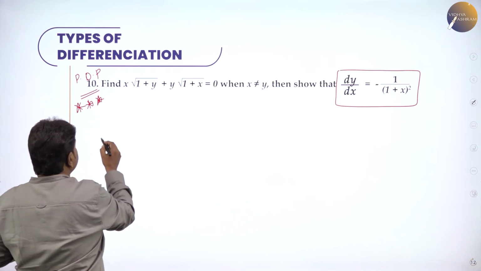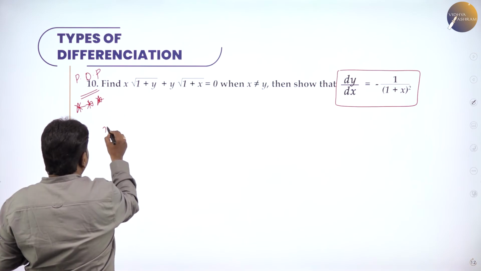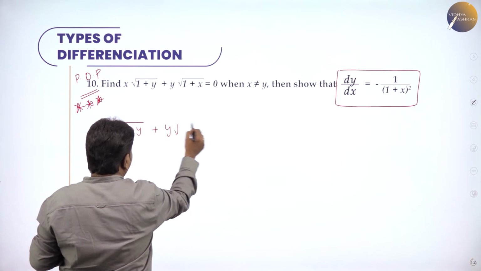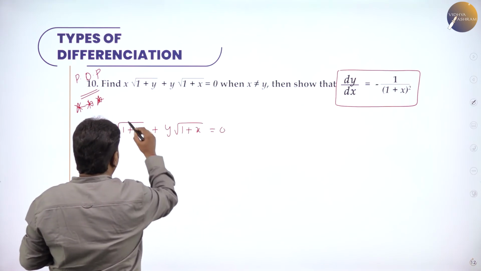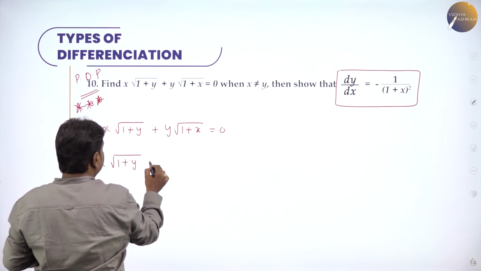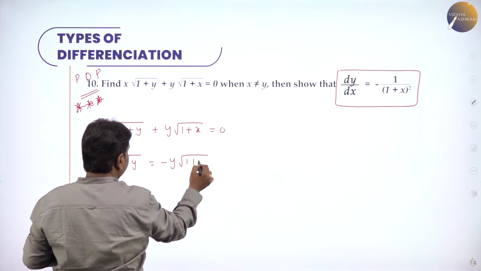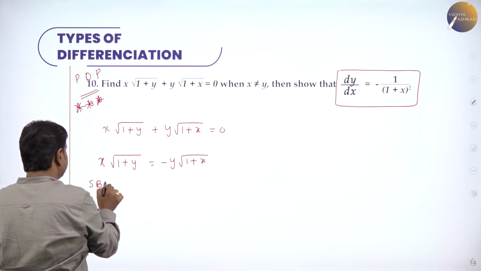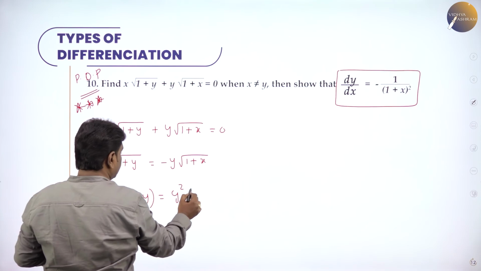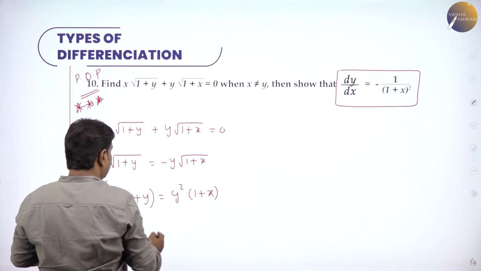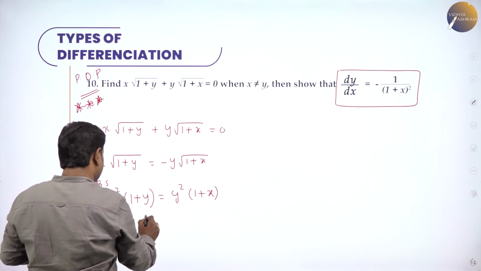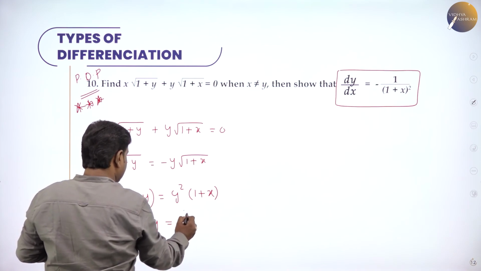So first, to solve this, we have to do simplification. x into root of 1 plus y plus y into root of 1 plus x is equal to 0, they give. I'll transfer one of the terms to the other side. So x into root of 1 plus y is equal to minus y into root of 1 plus x, I can write. Squaring on both sides, it will become x square into 1 plus y equals y square into 1 plus x. Now multiply this, so it will become x square plus x square y is equal to y square plus y square x.